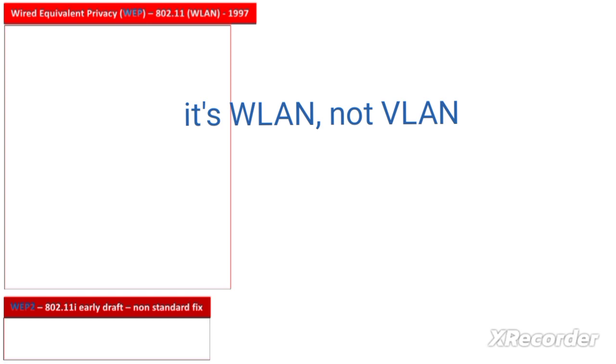Then its next version was WEP2, which was an early draft of the 802.11i wireless LAN security protocol. However, this was a non-standard fix to the vulnerabilities of WEP.